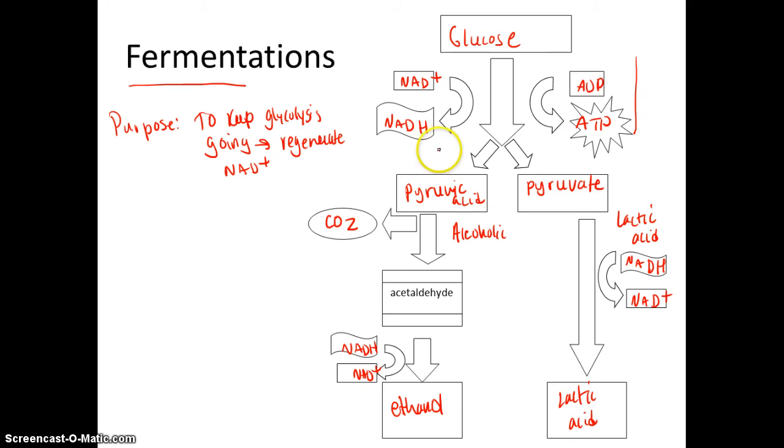And depending on what kind of organism you are, usually yeast and some bacteria will do alcoholic fermentation. And lactic acid is done by animals. If you ever felt that burn after you do exercise, that's lactic acid being formed in your muscles. And some bacteria like to make yogurt, sour cream, kimchi, sauerkraut, all of that is doing lactic acid fermentation.